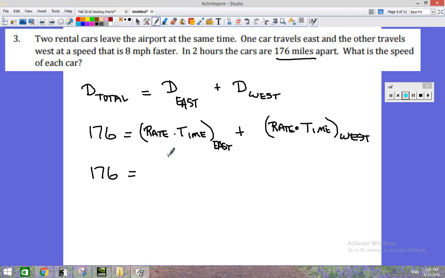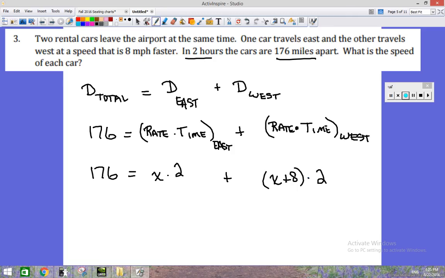that's 2 hours. Now, I don't know their rates. I do know that the car that travels east, and the other car, the west car, is the faster car. So if I call the rate east, west is the faster car, so I would add 8 miles per hour. Had I called the faster car X, then the slower car would have been X minus 8. And like I say, they've both been in 2 hours. They're 176 miles apart. So there's our equation.